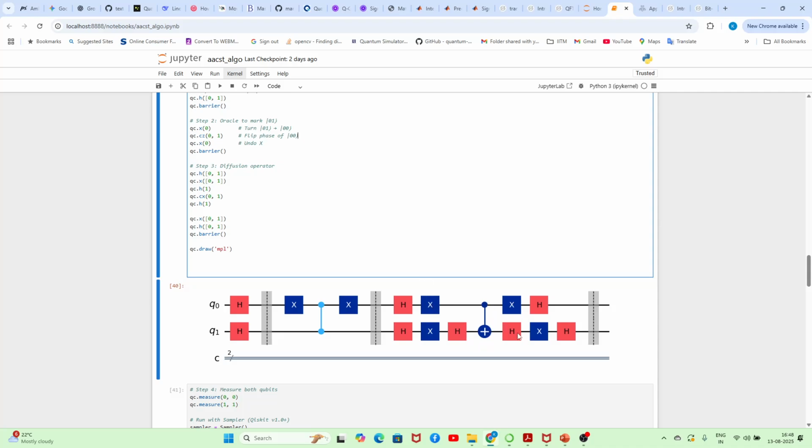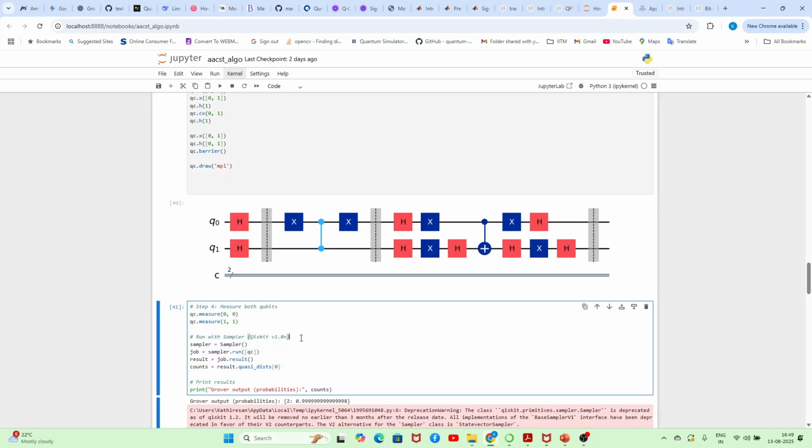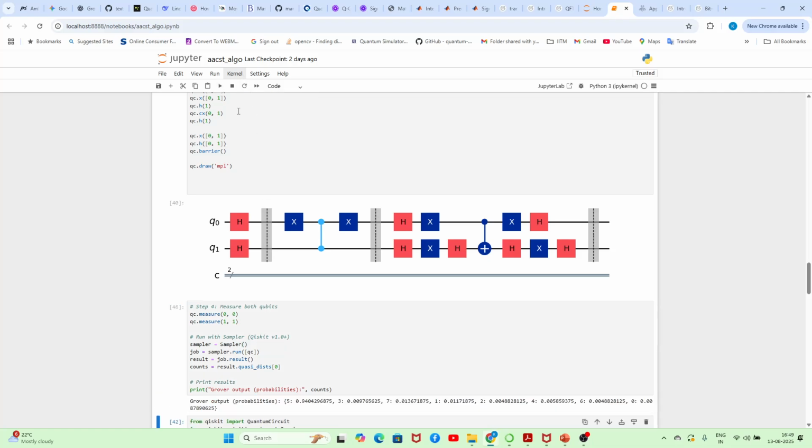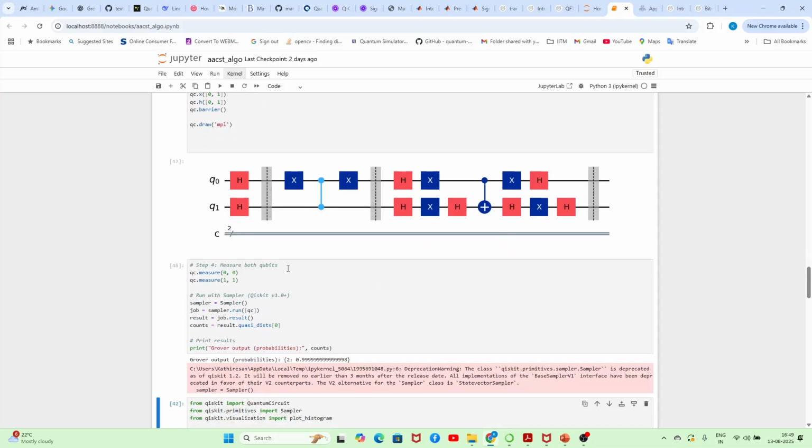Then this is the diffusion operator where you know H, X, and of course controlled Z, only I told, but here I'm showing H control, which will have a similar effect. Then you have another set of X and another set of H. Afterwards, you make a measurement. I'm making the measurement here. Then run it. Let me run it again. I'm sorry, I didn't run this step. I was just quickly running this, so I didn't get the right answer.